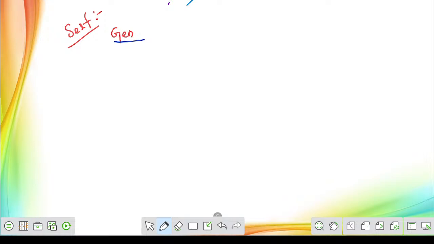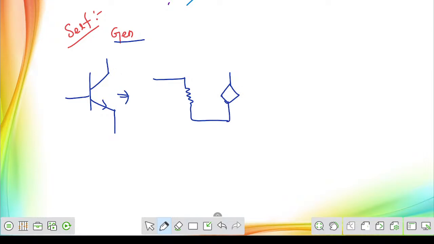Only thing is, if a transistor is given, I know how to redraw it. What will you do? It doesn't matter whether it is the re model, the r pi model or the hybrid model. It doesn't matter what method you are following. All you have to do is replace this transistor. A simple step is, from the base terminal, I will connect a resistor. From the connected terminal, I will connect one current source.